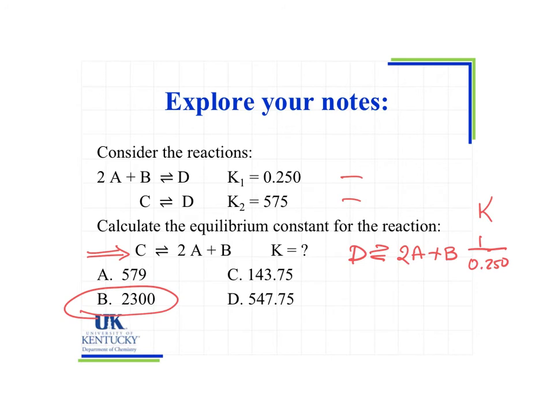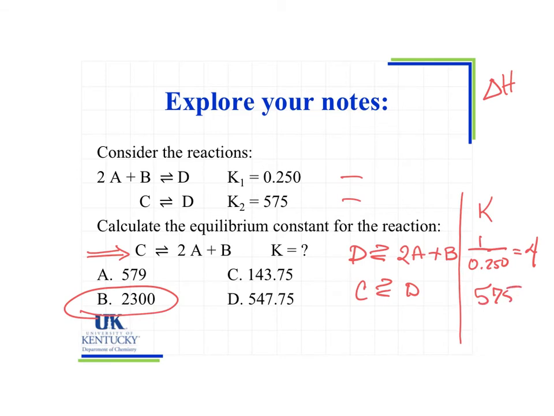Simply because that's what we did with delta H's. We learned that first, and so it's easy for us to want to apply those rules. When you reverse the reaction, you change the sign. But with K, since it's products over reactants, if you reverse the reaction, you're taking the reciprocal. And so that is equal to 4. Now the second reaction I'm not changing, okay? C going to D. And so its K value is 575.